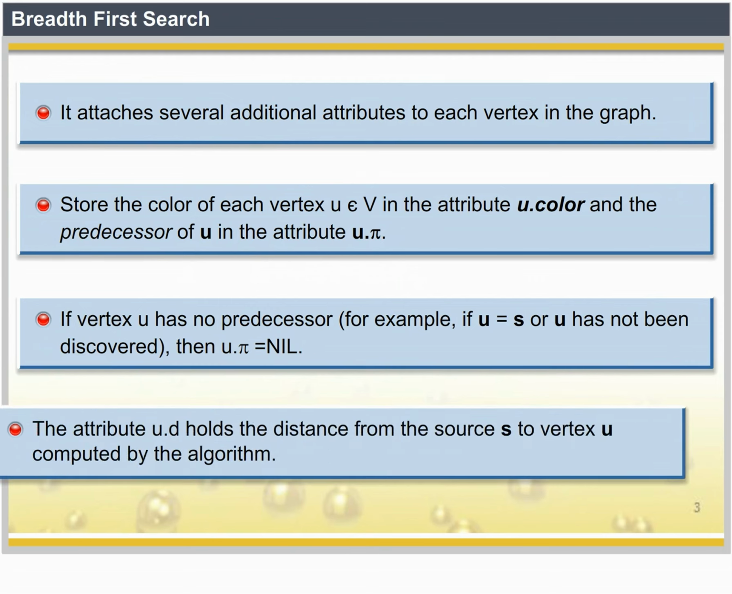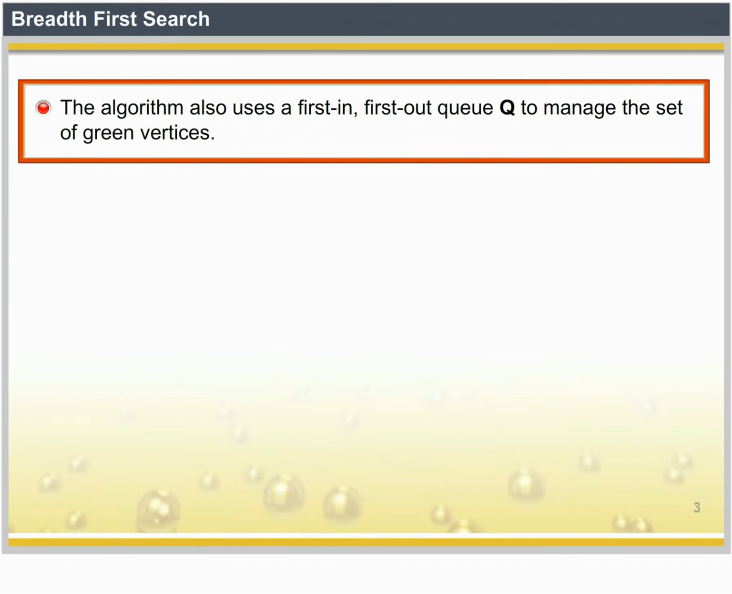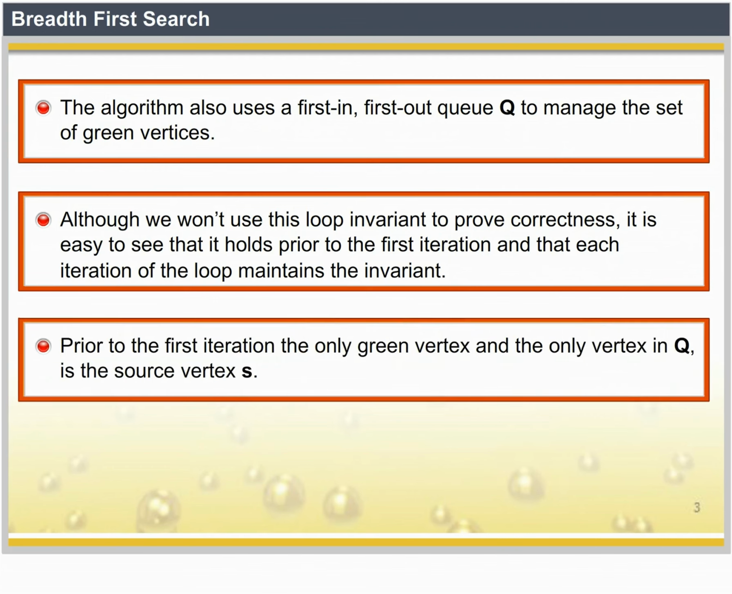The attribute u.d holds the distance from the source s to vertex u computed by the algorithm. The algorithm also uses a first-in, first-out queue Q to manage the set of green vertices. Although we won't use this loop invariant to prove correctness, it is easy to see that it holds prior to the first iteration and that each iteration of the loop maintains the invariant. Prior to the first iteration, the only green vertex and the only vertex in Q is the source vertex s.